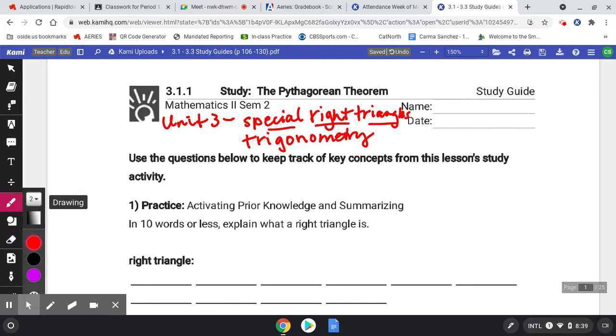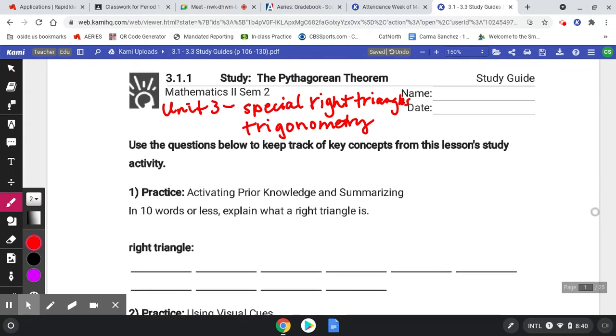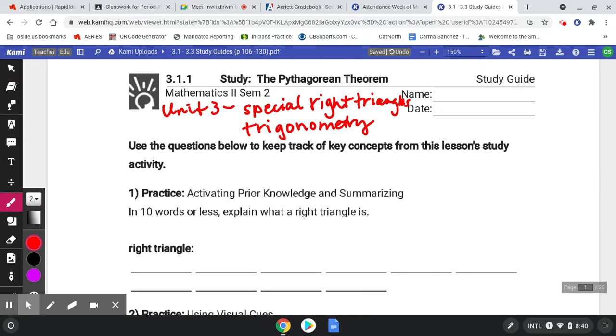And remember that the Apex quizzes are optional. If you do the Apex quizzes for these, which are optional, it will count as extra credit. If you don't do them, it will not hurt you. So the study guides are mandatory. The Apex quizzes are optional.